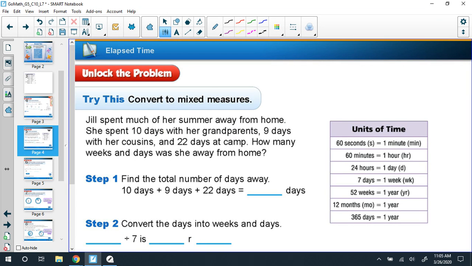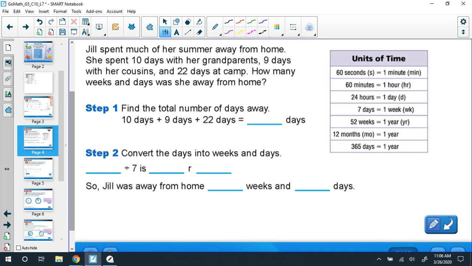All right. We're going to take a look at this problem next, and this one is about converting to mixed units of measurement. We've done this before when we've converted to feet and inches, and lots of other different things that we've done. Here we're just going to do it with units of time. So here it says that Jill spent much of her summer away from home. She spent 10 days at her grandparents', 9 days with her cousins, and 22 days at camp. How many weeks and days was she away from home? So question is, how many weeks and days was she away from home?